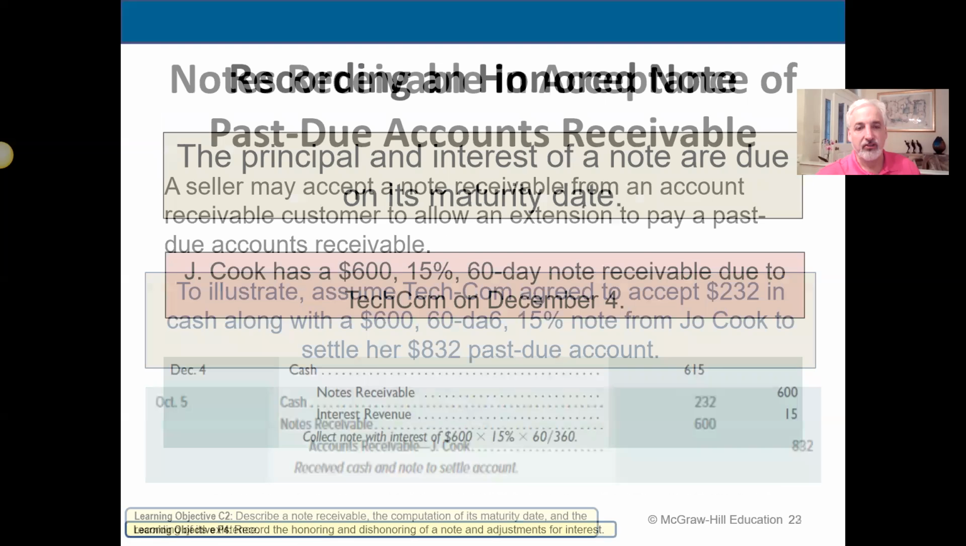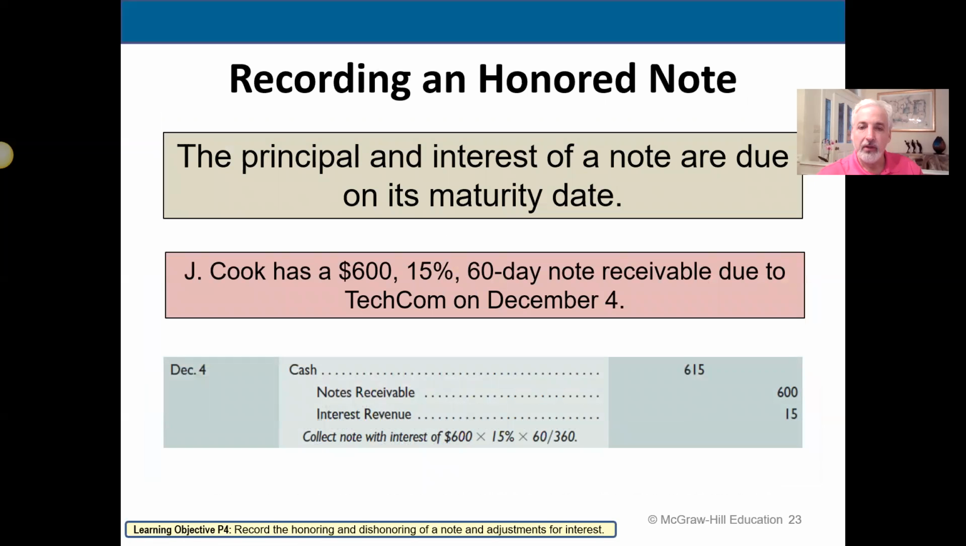This is past due accounts due. I'm not going to worry too much about that. Principal and interest are due. We just did that, similar numbers. That was a bit of interest on our $600 note, paid out in cash of $615.